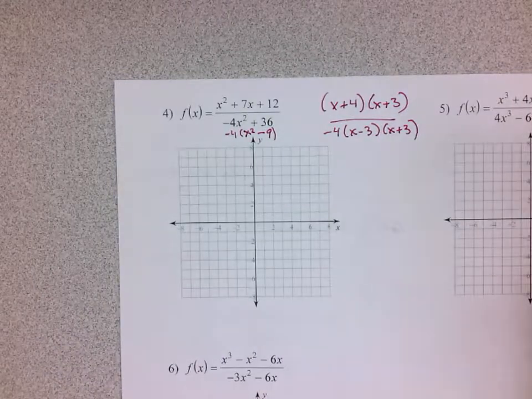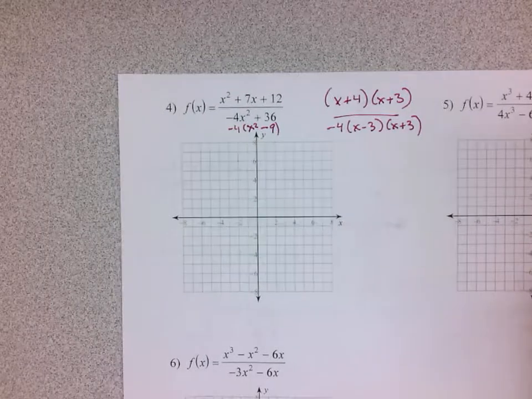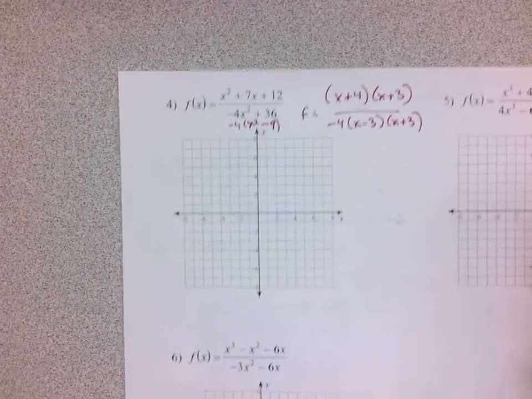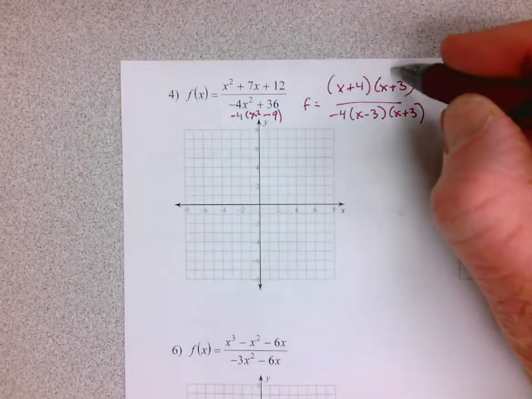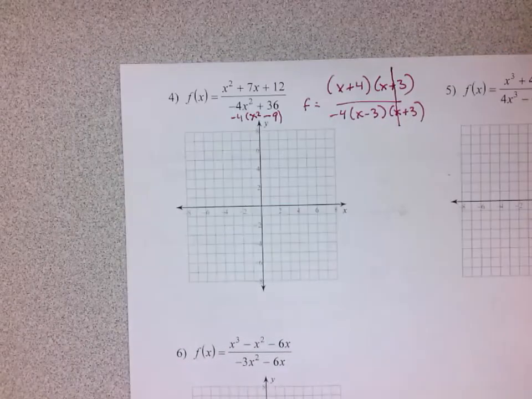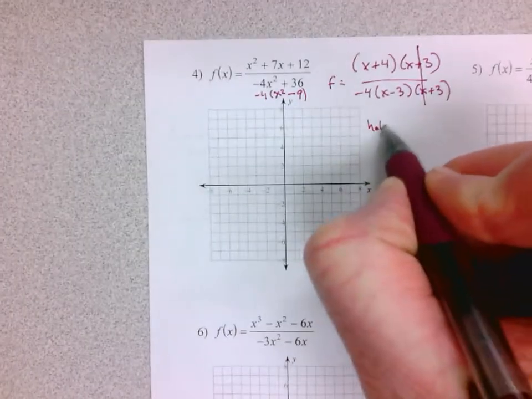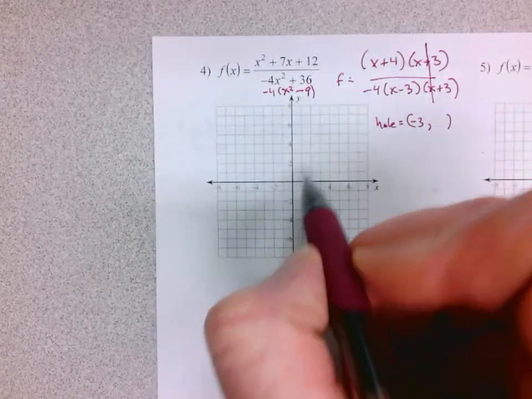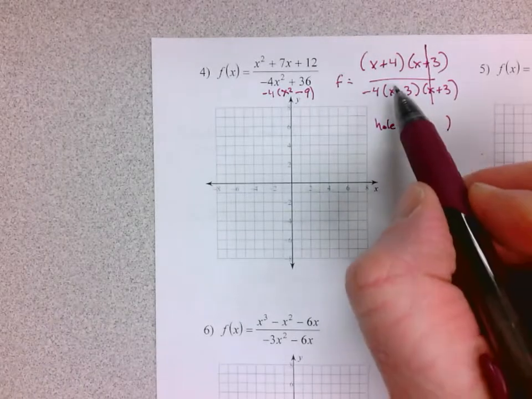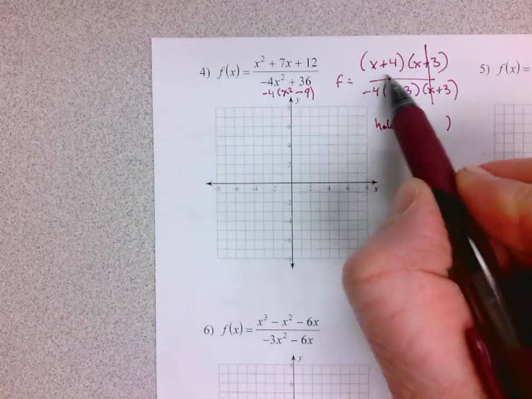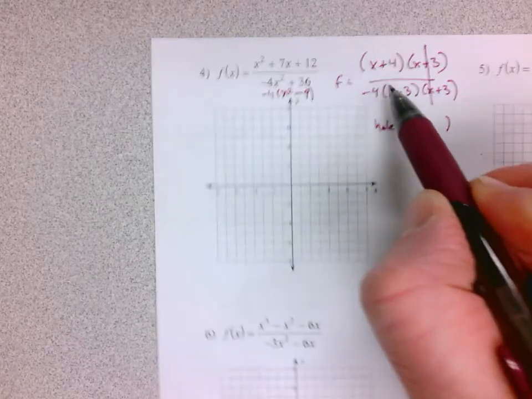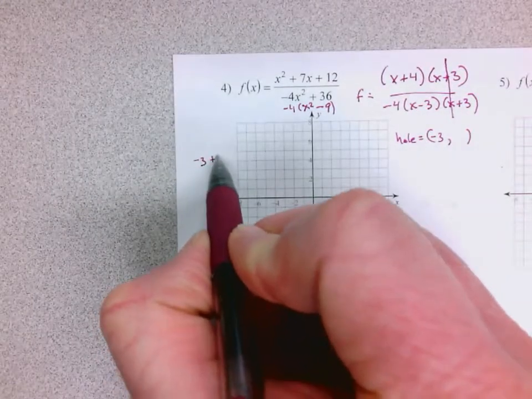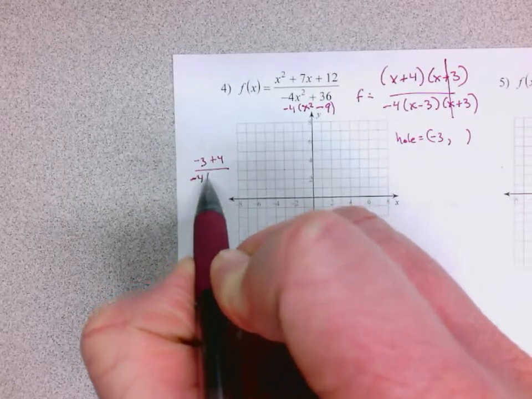And I'm going to go in the order that I think is the most helpful to figuring this out. So I first want to see which factors cancel and reduce. So that's my hole. The hole would be at x equals -3. And to find the y value for the hole, you plug in -3 into your reduced function. So over here on the side, -3 plus 4 over -4 times, it'd be -6.